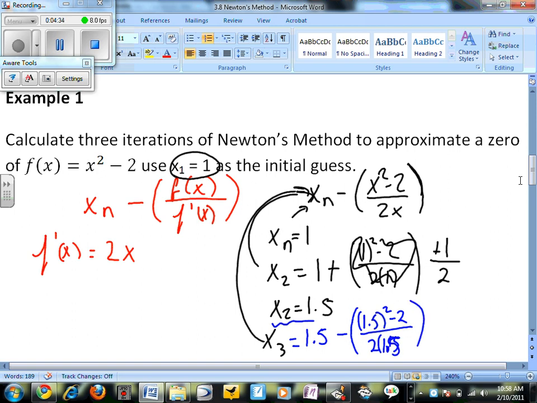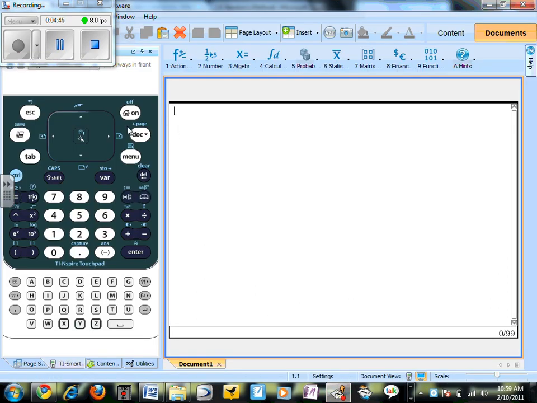So we're going to figure out our x3. Don't let that fool you. We've only done 2 iterations. We actually have to go to x4 to get our 3rd iteration. Let me pull up a graph, or my calculator, right here.